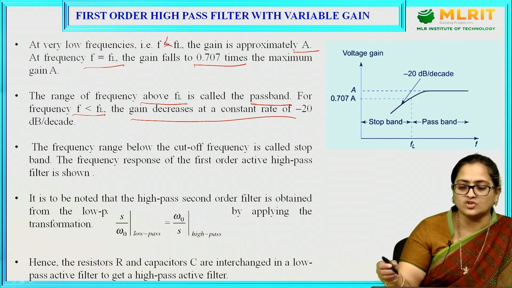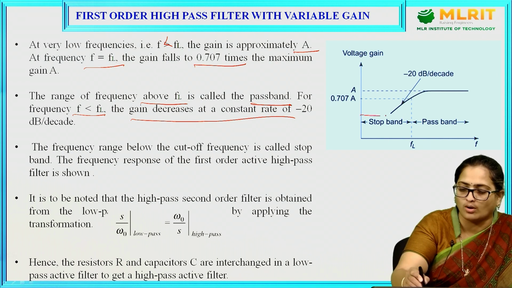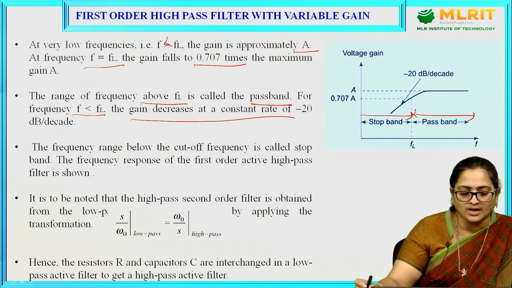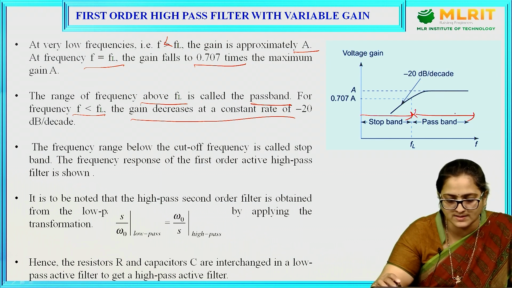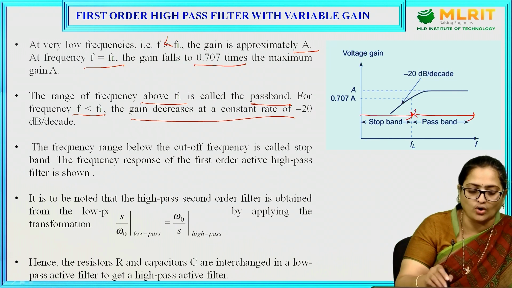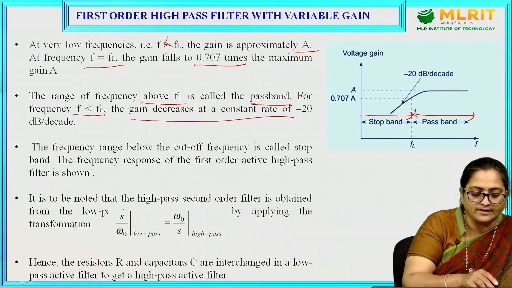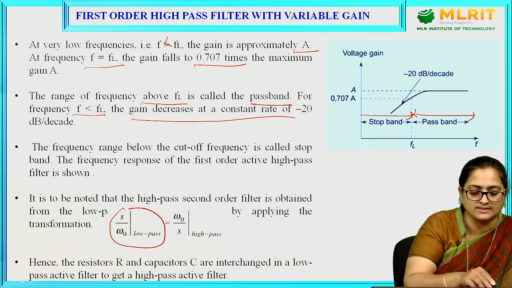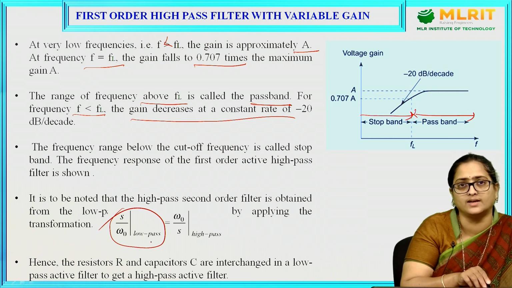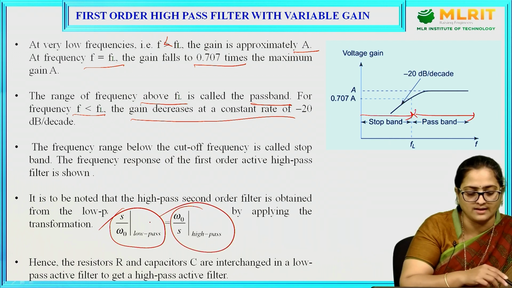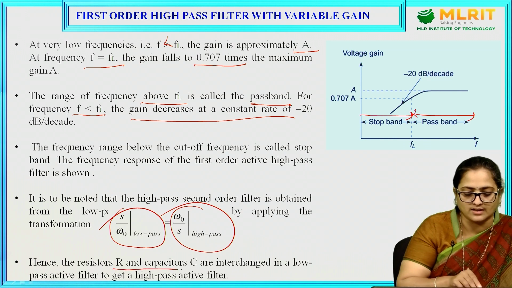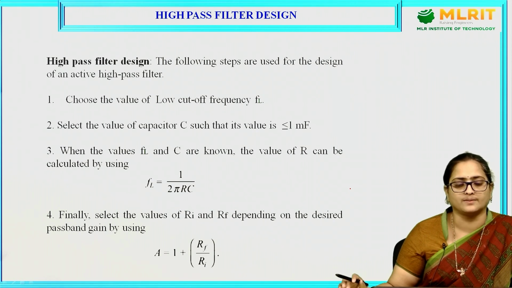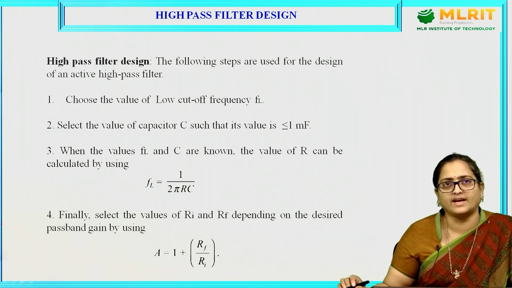The frequency range below the cutoff frequency is called the stop band, and the frequency range above the cutoff frequency is called the pass band. From this circuit, we can say that a second order high pass filter can be obtained from a low pass filter with a transformation of S/omega naught for the low pass filter being replaced by omega naught/S for the high pass filter. Hence, the resistor and capacitor are interchanged in the low pass filter to get a high pass filter. And these are the steps involved to design a high pass filter.